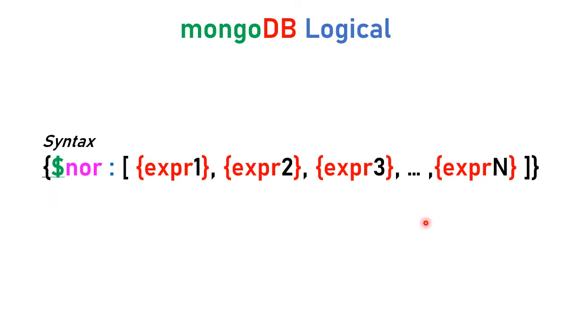The syntax. What NOR does is that it negates all the conditions. Whatever conditions you give for the query will be negated, and all the records that do not match these conditions will be displayed. The syntax for NOR is curly bracket open, curly bracket close, then $nor colon, then square brackets, with expression 1, expression 2, expression 3 and so on. We can have n number of expressions or conditions. All the conditions or expressions are separated by commas.